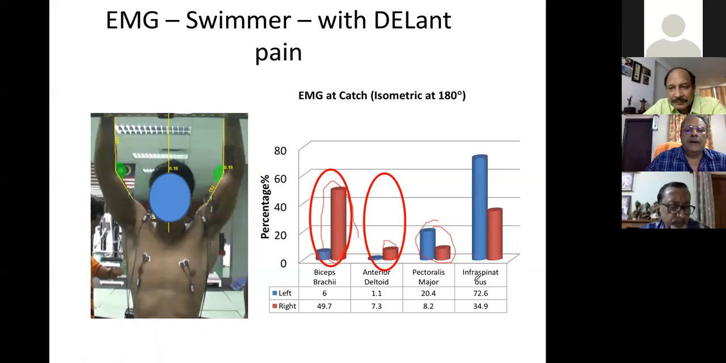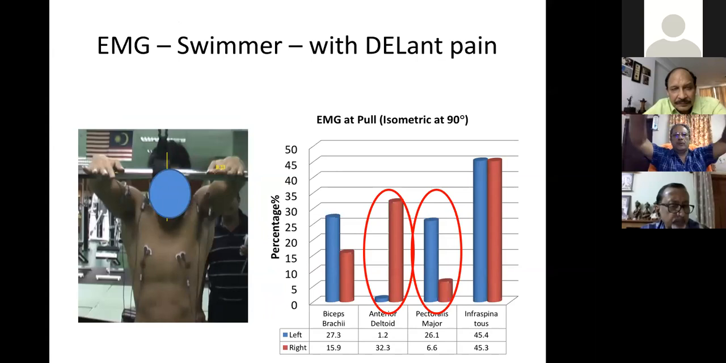Now in the second position, at 90 degrees, which is almost point number three in this stroke movement, we found that the right anterior deltoid was activating and the right pectoralis major muscle was not activating, whereas the left pectoralis was activating and the left anterior deltoid was not. Actually, the anterior deltoid is for any upward movement like this, but here the right anterior deltoid is activating.